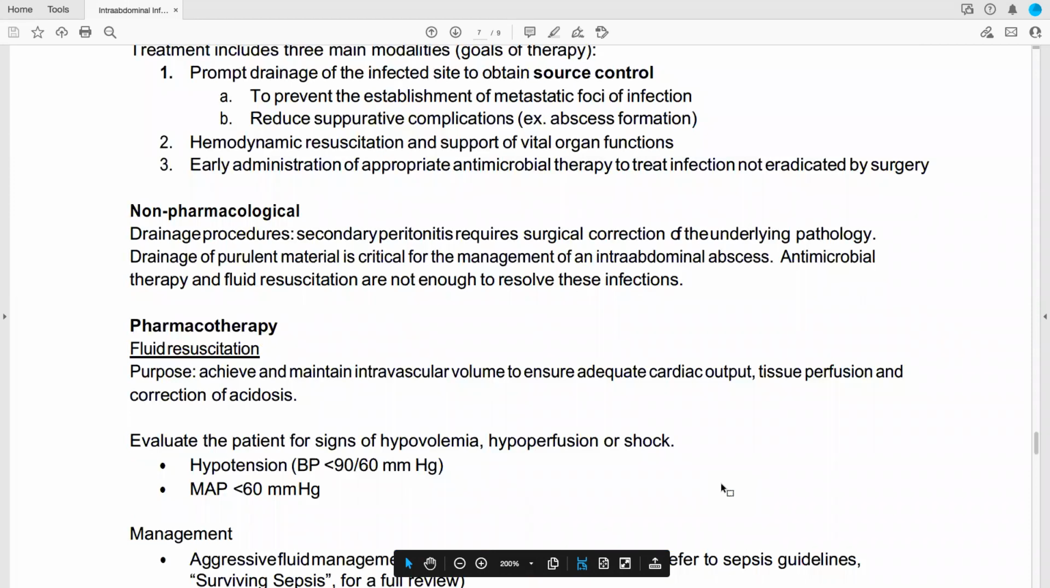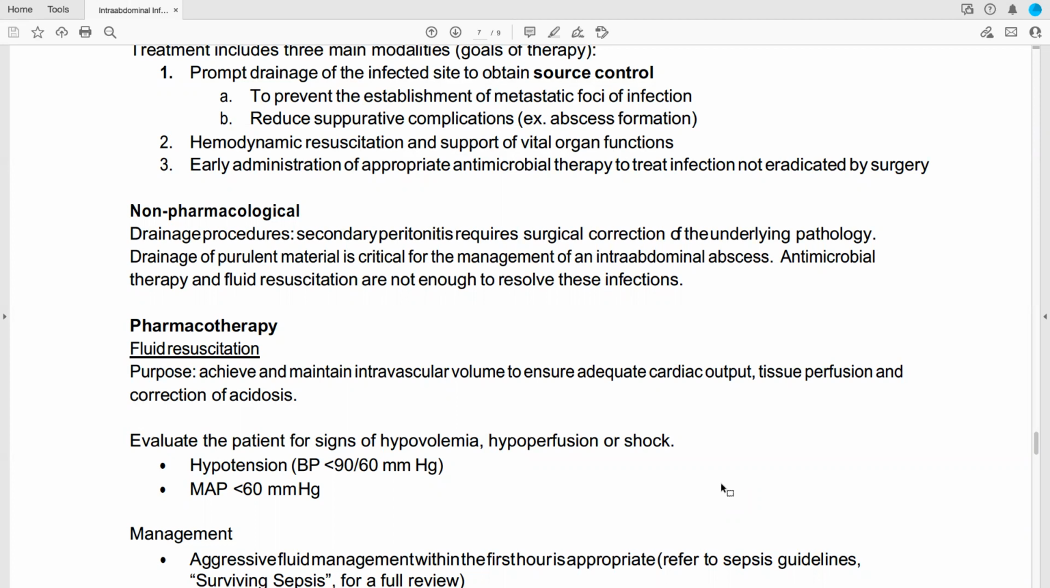So treatment includes 3 main modalities. You want to drain, you want to get that source control. You want to resuscitate in the event that the patient is showing signs of hypotension or the need for hemodynamic resuscitation. And then you want to do an early administration of antimicrobial therapy.